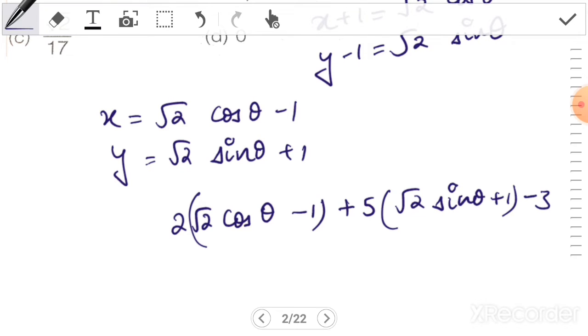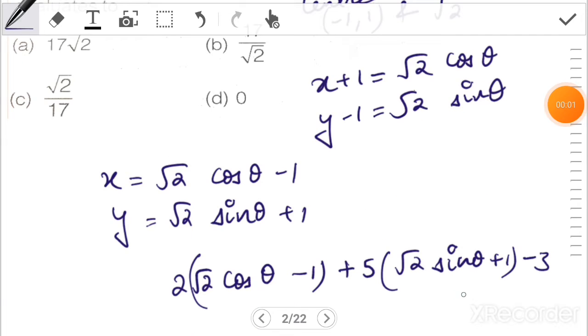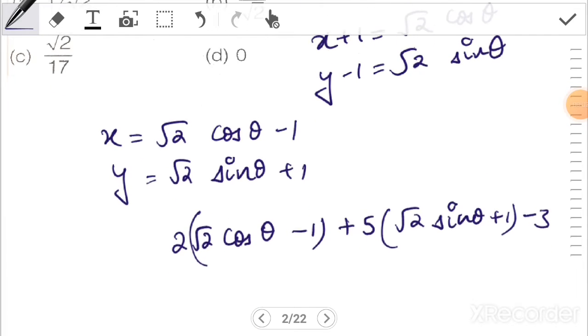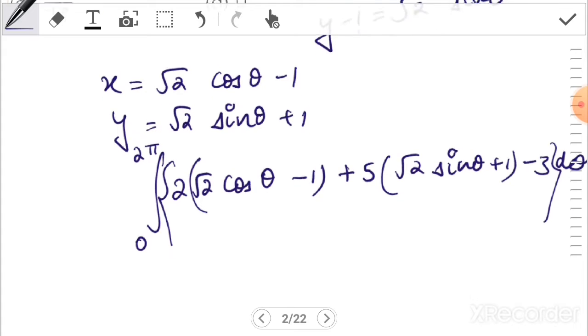so now see, since the path is a circle, theta is varying from 0 to 2 pi, 0 to 2 pi, d theta, right?